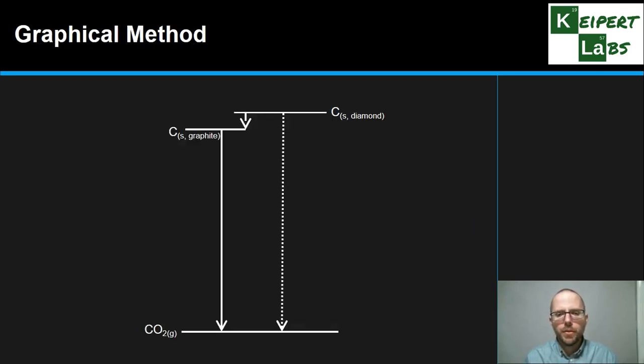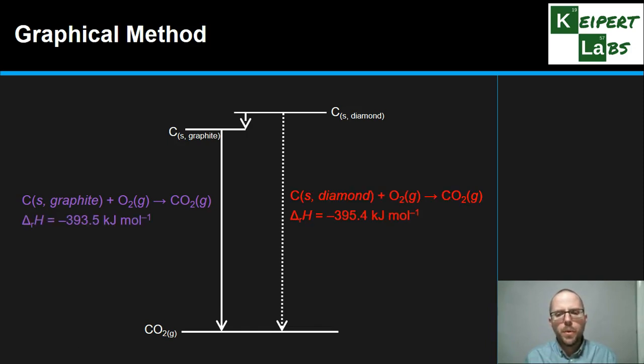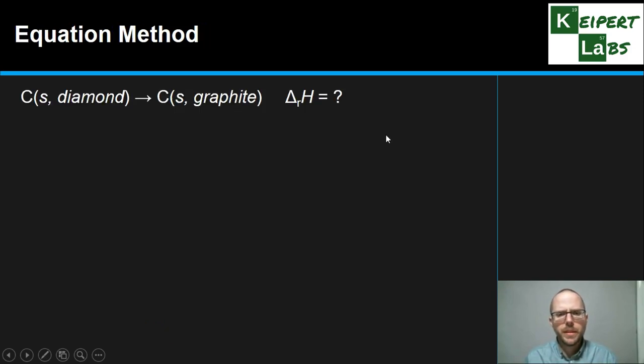Okay, so the graphical method, we've got our diamond and we've got our graphite, and so we've turned both of these substances into carbon dioxide and measured these values. Okay, and so then what we are noticing is that when we're looking at this value here, the difference between diamond and graphite is the difference between these two numbers. We have minus 1.9 kilojoules for every mole. And so we've been able to use this graphical method to work that out, even though you couldn't do that experimentally and measure it.